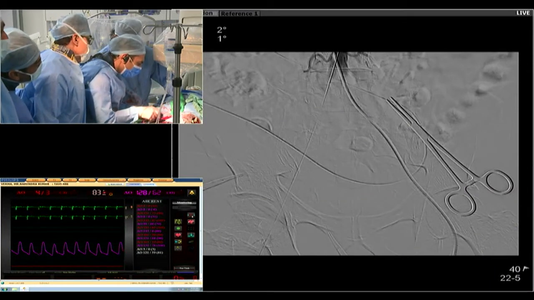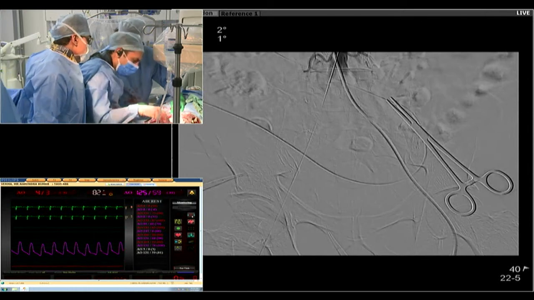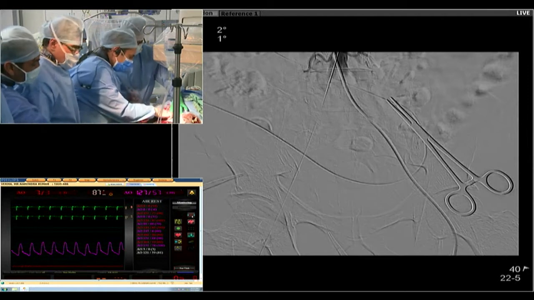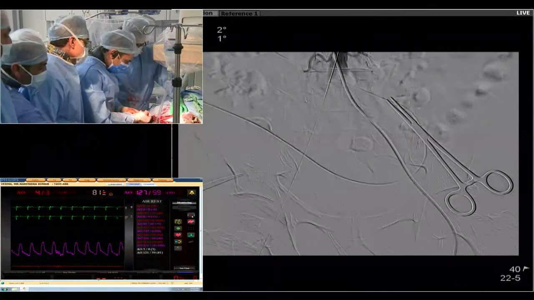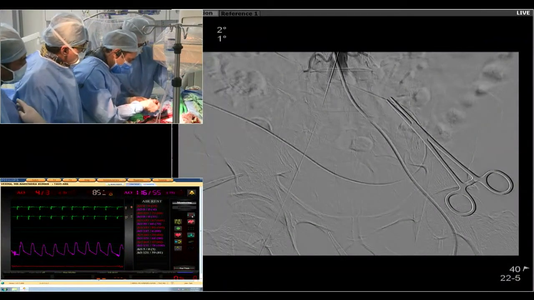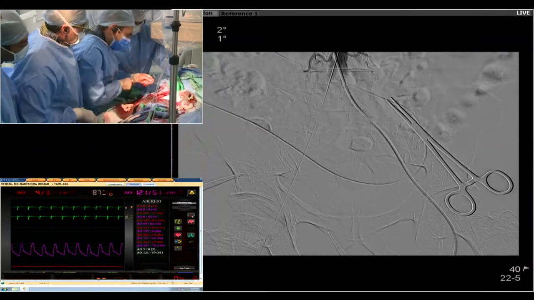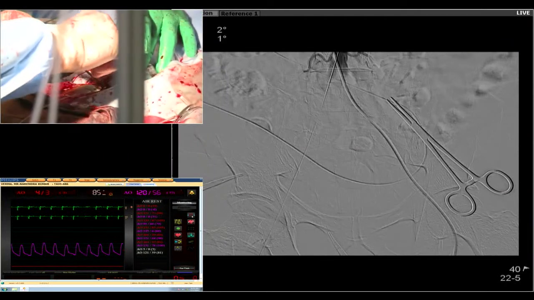It's okay. Okay, so let us see, is there any pulsatile flow? We don't see any pulsatile flow. What we'll do is, give me 1 minute. So this is our second one. We'll take one more picture and then we'll pull out the wire.